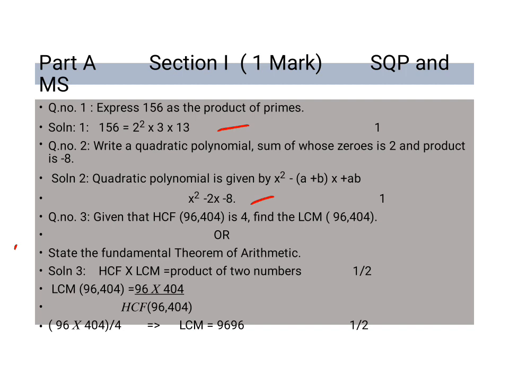Question number 3. Given that HCF of 96 and 404 is 4, find the LCM of 96 and 404. And the internal choice is: state the fundamental theorem of arithmetic. For finding HCF and LCM, we have the formula HCF into LCM is equal to the product of two numbers, that is 96 into 404 upon HCF, that is 4, which gives us LCM 9696. Here you will get half and half marks.